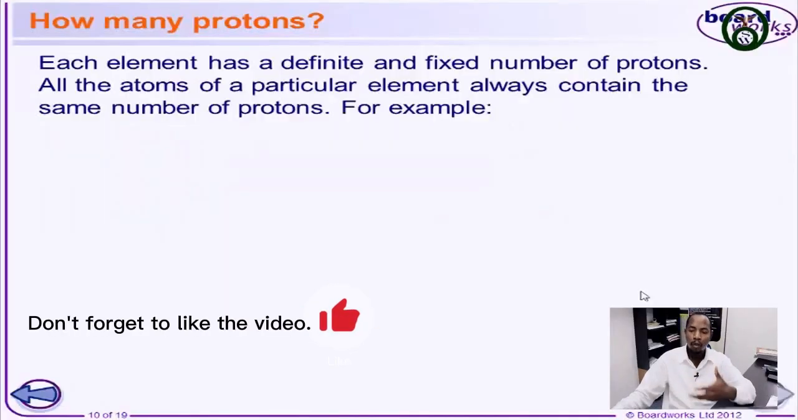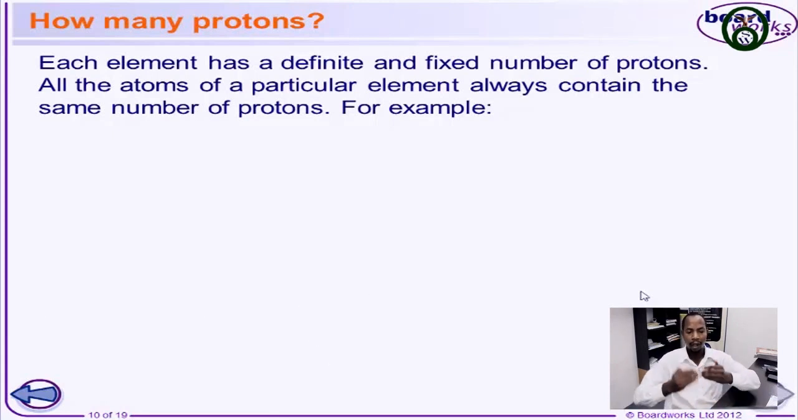In today's video, we're going to look at the atomic number and the mass number of an atom. Now, how do you know the atomic number? How do we determine, how do we ascertain the atomic number of an element or of an atom? Now, this we can calculate based on the number of protons that the atom has.